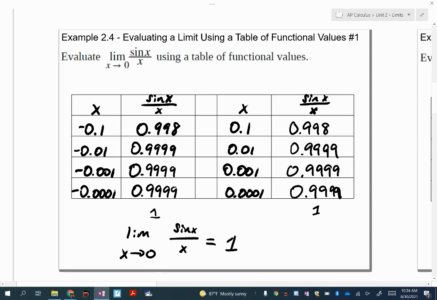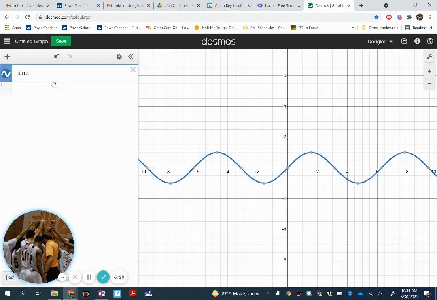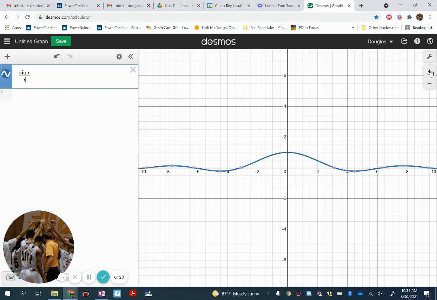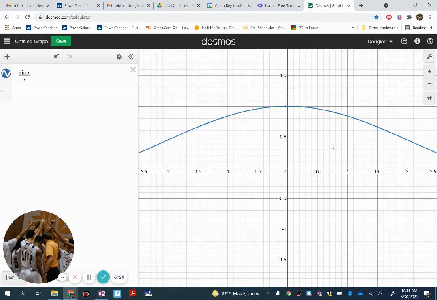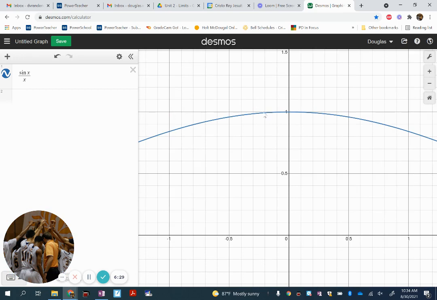Now I'm just going to take a moment to show you what this looks like on the graph. So if I were to graph sine of x over x, all right, so I'm going to graph sine of x over x. And kind of zoom in. We get from the left and right of 0. You can see if I trace it, see how we're getting closer and closer to 0, my y values are getting closer and closer to 1. But we never actually get to 1. We'll go this way too.